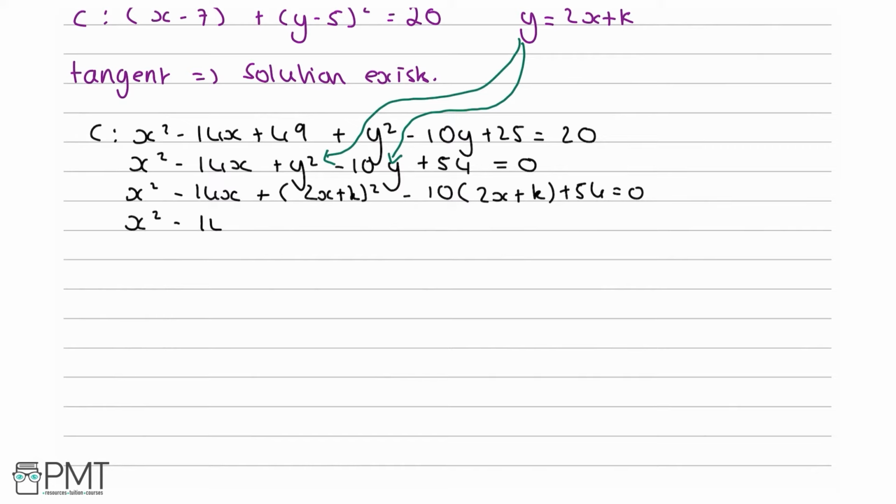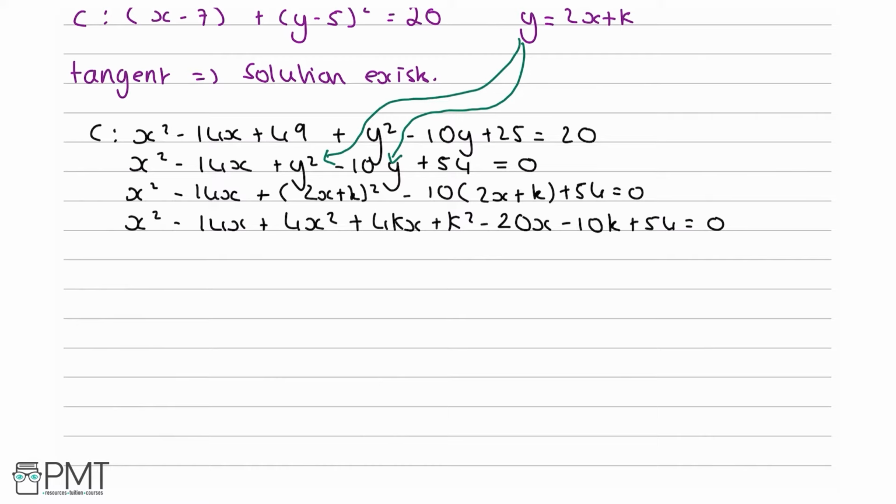x squared minus 14x plus (2x plus k) squared. So first we do 2x times 2x, which is 4x squared. Then you do 2x times k, which is 2kx, and then you do k times 2x, the other side, which is also 2kx. When you add those together, you get 4kx. And then you do k times k, which is k squared. Minus 10 times 2x is minus 20x. Minus 10 times k is minus 10k. Plus 54 equals 0.